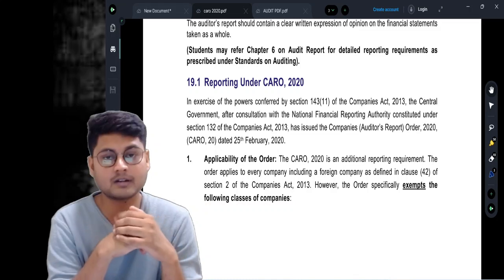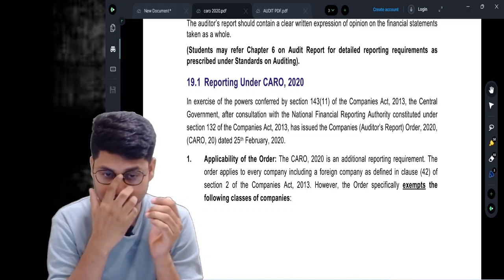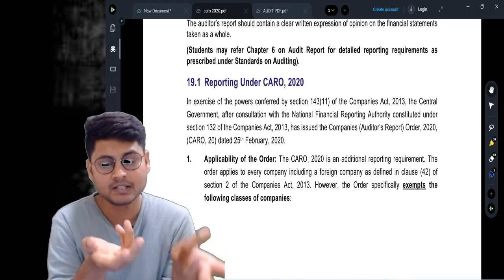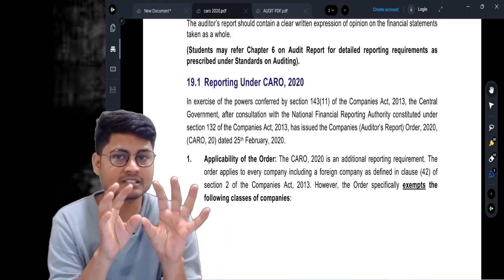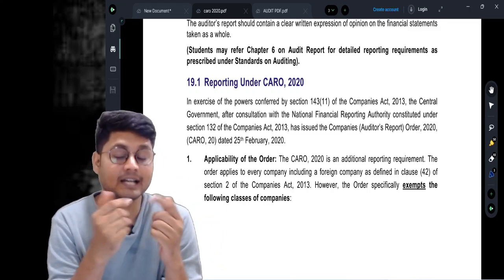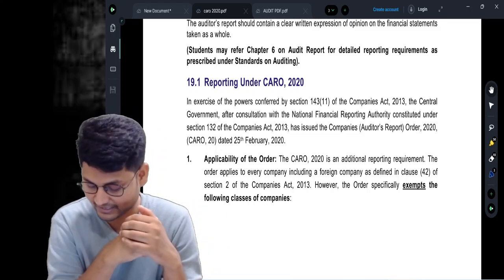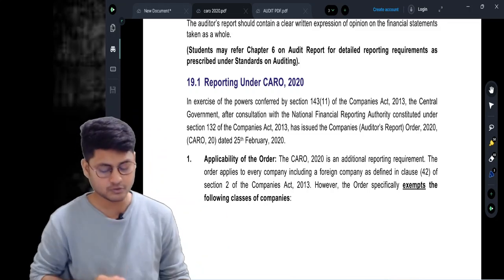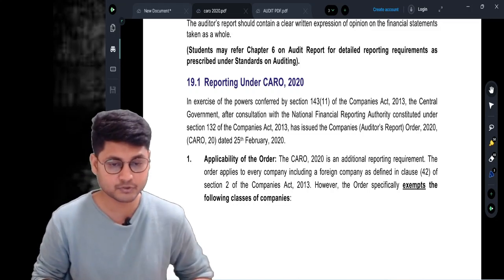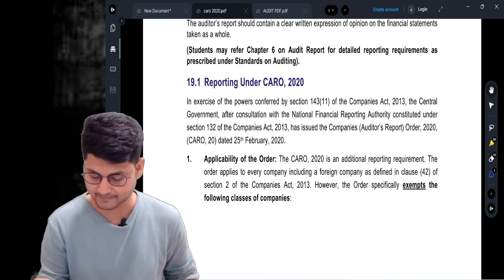There are 4 paragraphs in this CARO 2020. Previously also it used to be 4 paragraphs only. There are not many changes in that, but I'll be highlighting the exact changes where they happened. So let us have some discussion on CARO 2020.